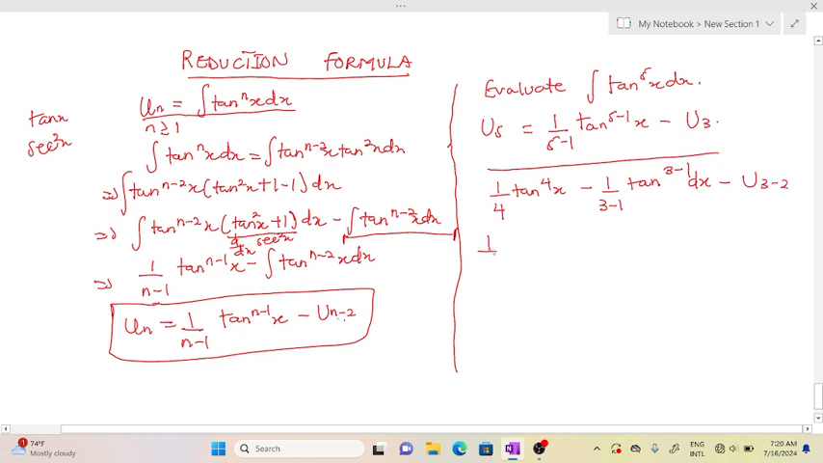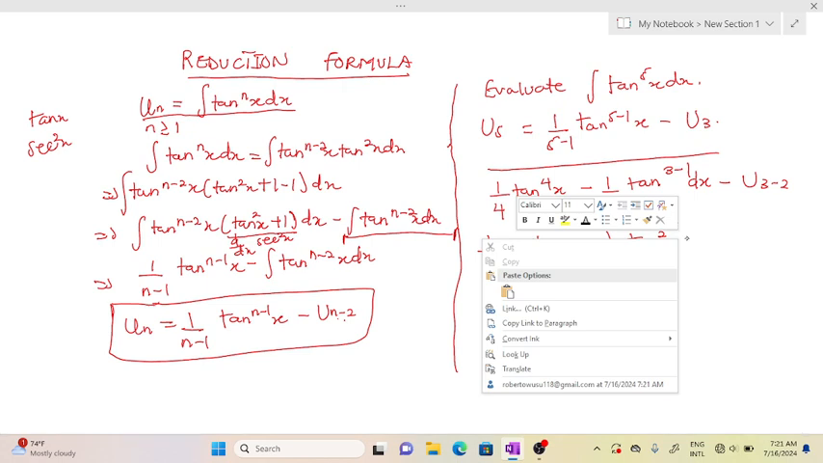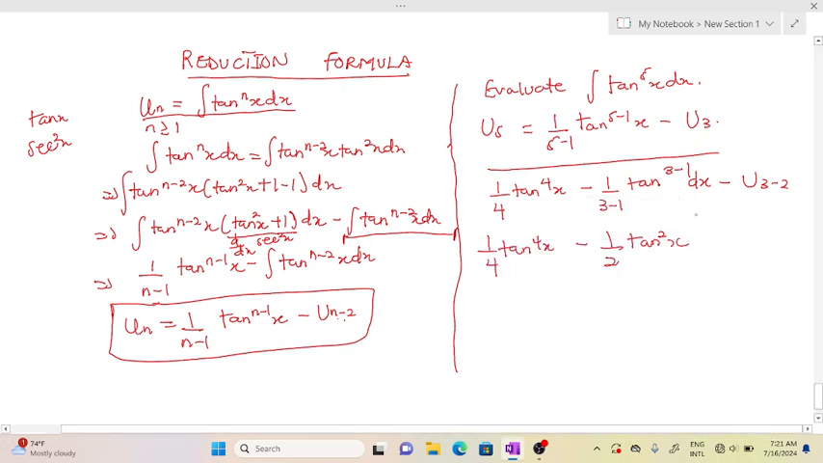But in u3, we are going to get u3 minus 2. So I get 1 over 4 tan to the power 4 of x minus 1 over 2 tan to the power 2 of x minus u1. Right now we are at u1. And what is u1? Our u1 is simply going to be the integral with the power 1 just here.